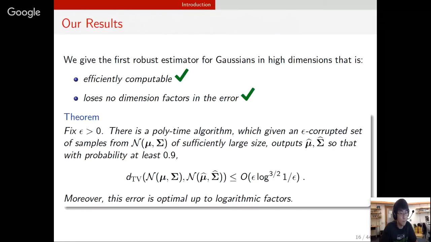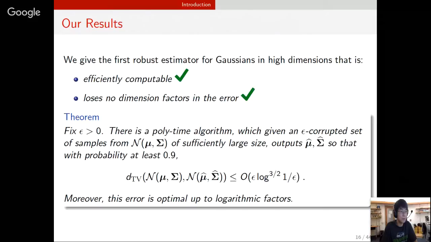Okay? And I want to parse this for a second. Very importantly, there's no dependence on d in this whatsoever. So this is entirely dimension free. Also, it's quite nice. The best error you can hope for is O of epsilon, so we're only off by this log to the 3/2 factor. So actually quite good, at least in my opinion.